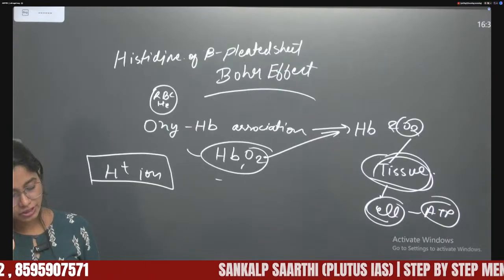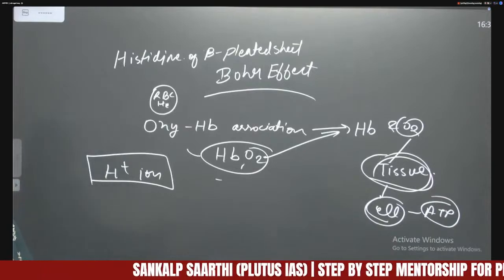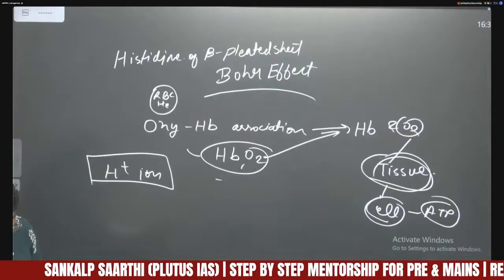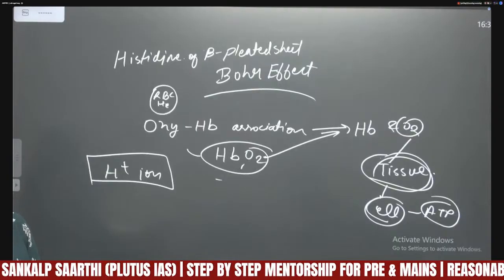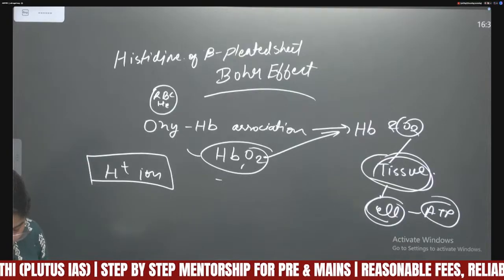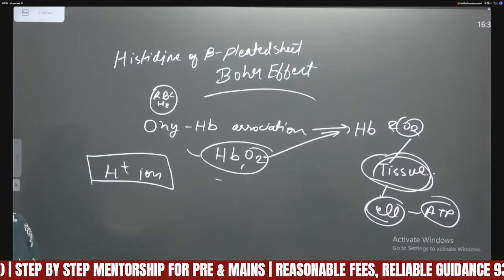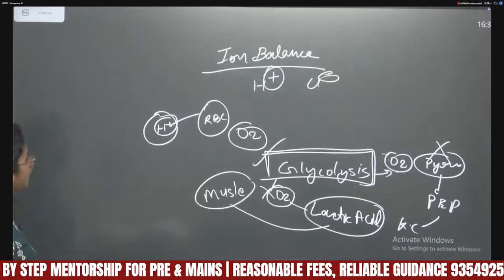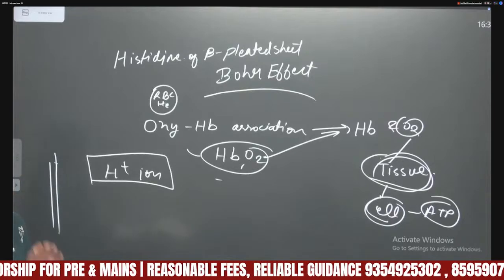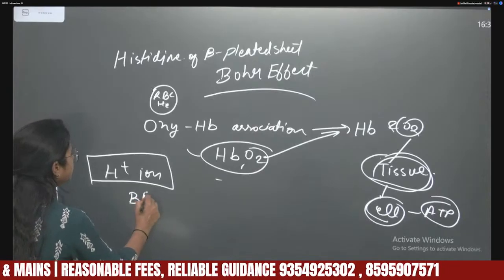The conversion of deoxyhemoglobin to oxyhemoglobin requires the disruption of ionic interaction. Next point, effect of BPG. Third, effect of BPG.